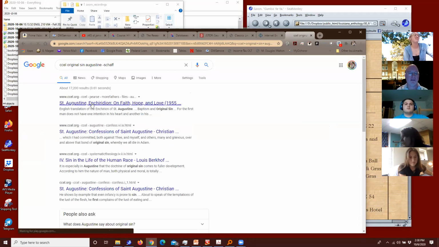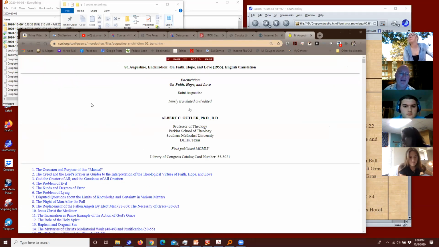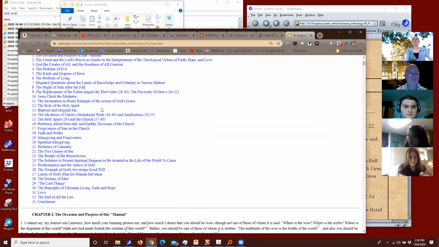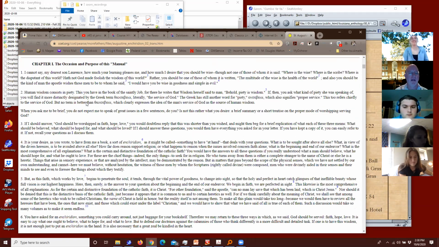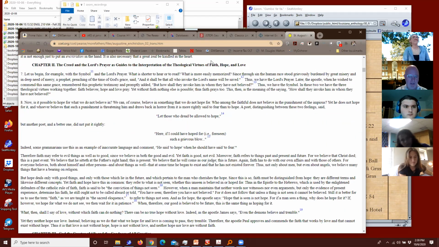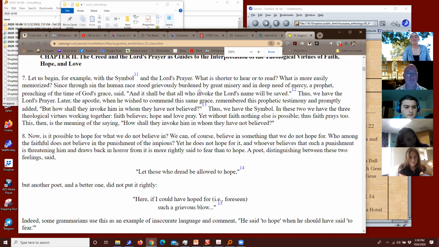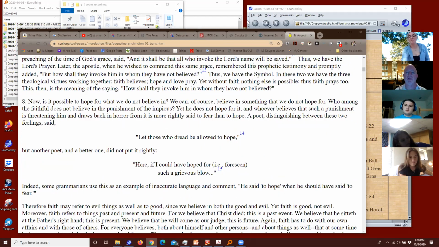Okay, here we go. St. Augustine's Enchiridion, which is Greek for manual. It means handbook. Forgiveness of sins in the church, the problem of evil. The manual is boiled down, so you might find stuff boiled down here, which would be helpful.